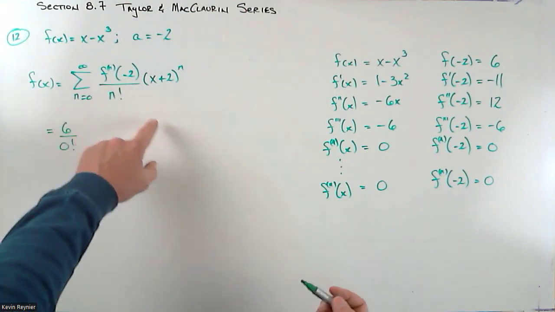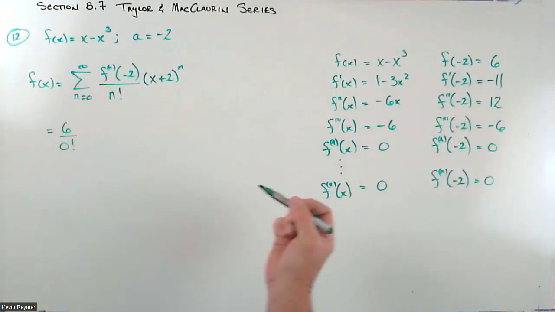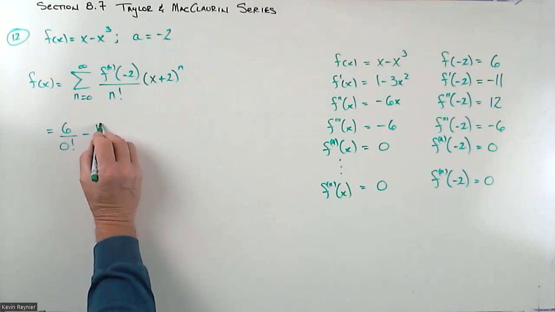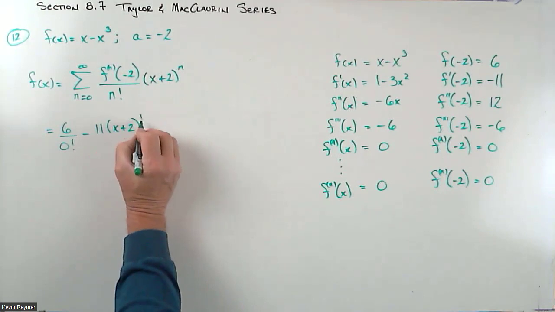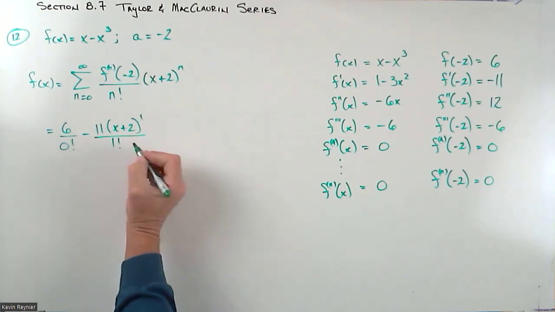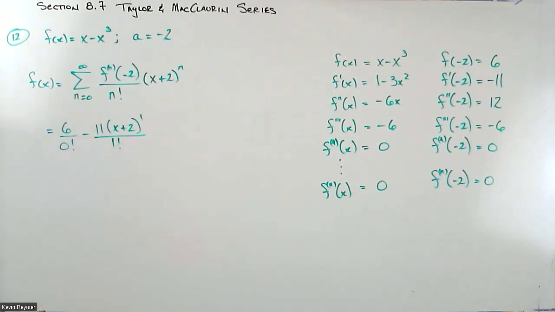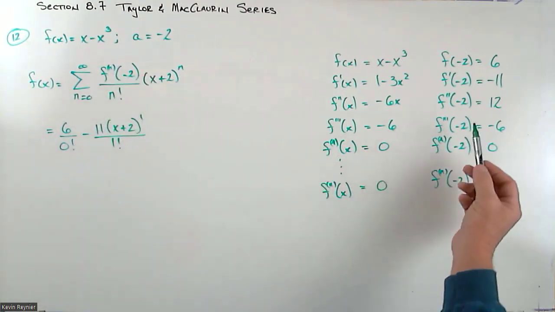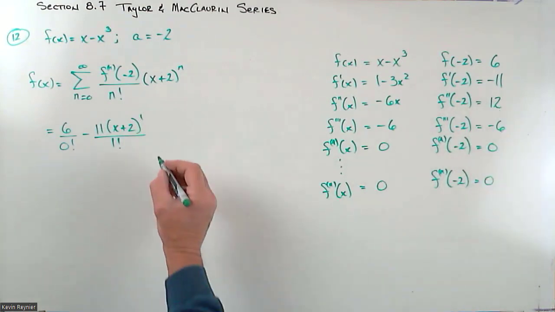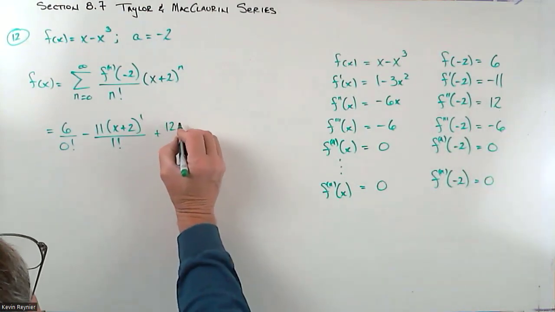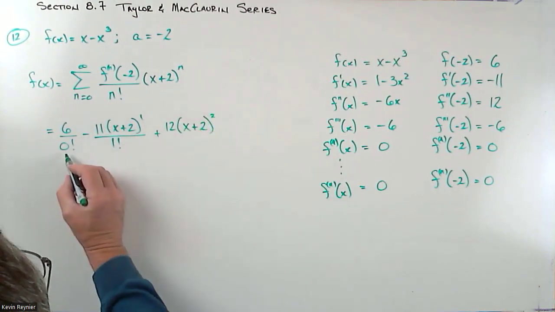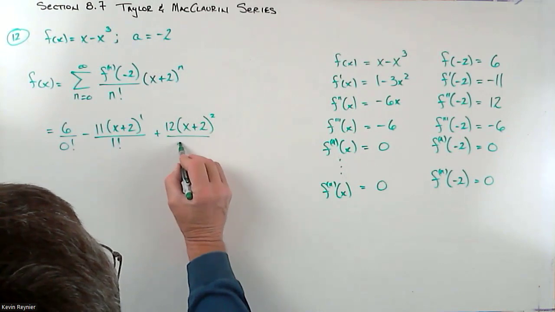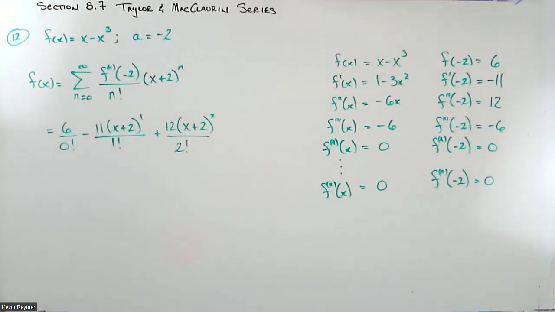Next, we're going to have the first derivative evaluated at negative 2. We can get that off our list over here. So that's going to be negative 11. We're going to have x plus 2 to the first. And then down here we have 1 factorial, which is 1, but we're just writing it out so we can see the pattern. Next comes n is 2. That's our second derivative. Our second derivative is going to be 12. So we get plus 12. We now have x plus 2 to the second, because that's the n equals 2 term.